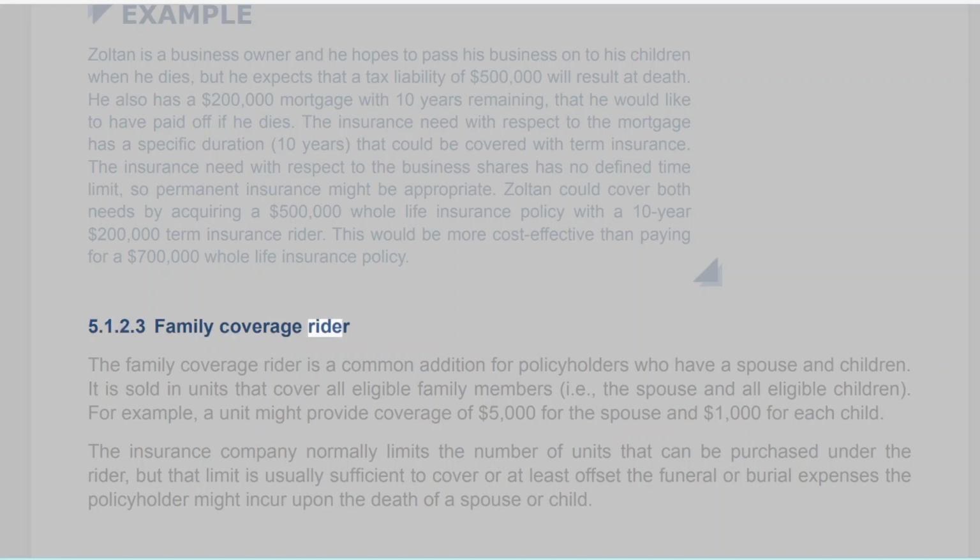5.1.2.3 Family Coverage Rider. The family coverage rider is a common addition for policyholders who have a spouse and children. It is sold in units that cover all eligible family members, i.e., the spouse and all eligible children. For example, a unit might provide coverage of $5,000 for the spouse and $1,000 for each child. The insurance company normally limits the number of units that can be purchased under the rider, but that limit is usually sufficient to cover or at least offset the funeral or burial expenses the policyholder might incur upon the death of a spouse or child.